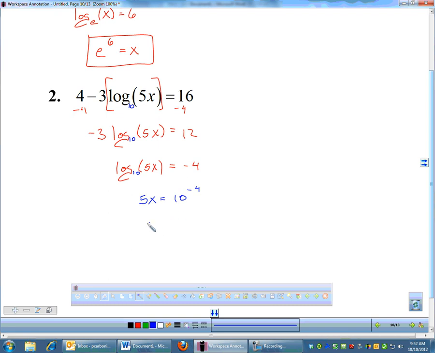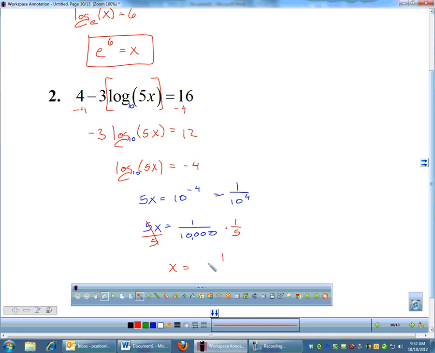And 10 to the negative 4, that's 1 over 10 to the 4th. And 1 over 10 to the 4th is going to be 1 over 10,000. And then we will divide both sides by 5 to finish solving for x. That's the same as multiplying by 1/5. So we get x is equal to 1 over 50,000. So if you can, write it as log equals a number, and then you'll take it out of log form.